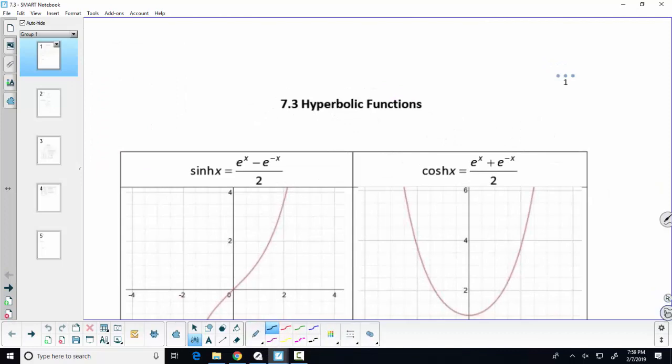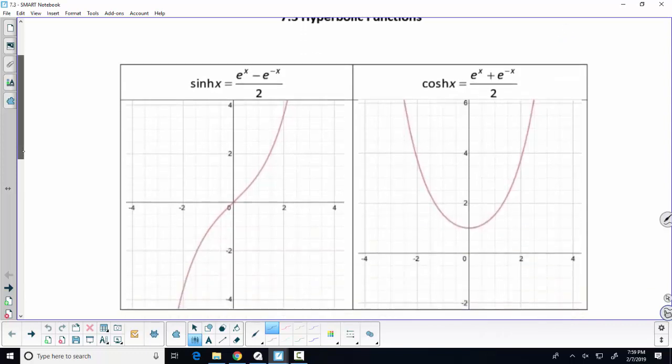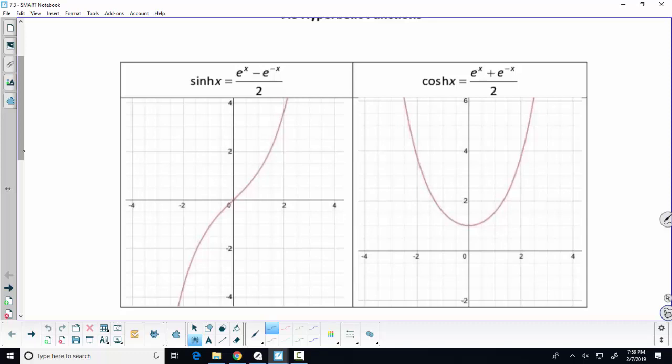So 7.3, the last section in our first unit, deals with the hyperbolic trig functions. We're not going to do a lot with these. If you're interested, the exercises in the back can sort of explain some of the applications. But you've seen telephone wires hanging from pole to pole. Those are modeled by hyperbolic trig functions. Primarily, we're going to focus on the analogy to the circular trig functions here.